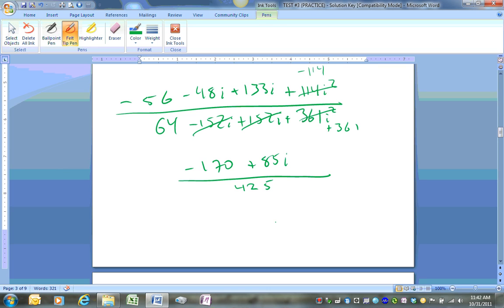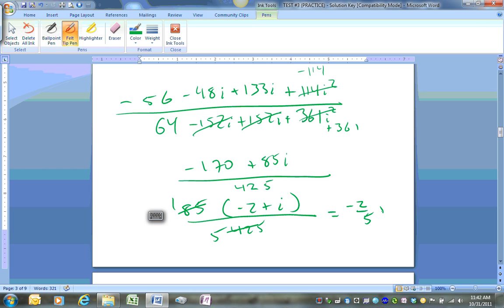Okay. You can factor a 5 from both top and bottom. So you get negative 2 plus i, and that reduces to 1 over 5. So the answer would be negative 2/5 plus 1/5 i. You have to write it this way, because remember a is negative 2/5 and b is 1/5.